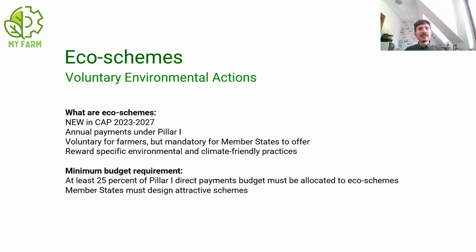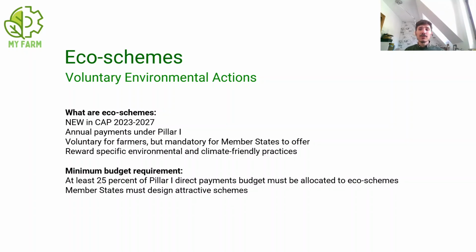In Pillar 1, the eco-schemes have been introduced. Eco-schemes are voluntary environmental actions for farmers, but they are mandatory for member states to offer. They reward specific environmental and climate-friendly practices, and their rationale is to design attractive schemes that bring an increased share of farmers onto the path of green sustainability.